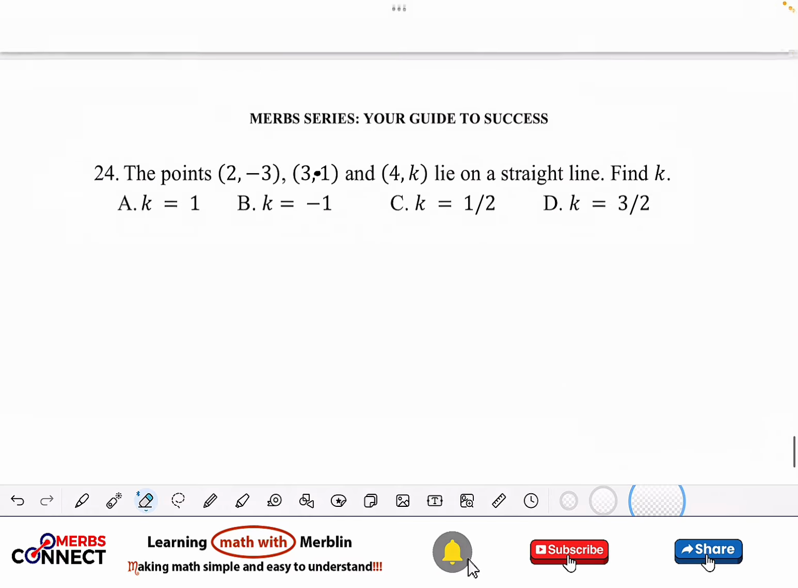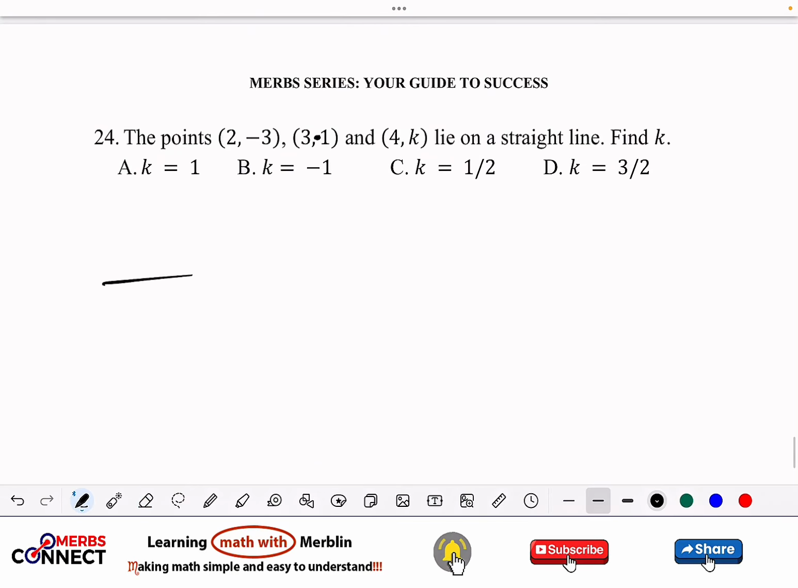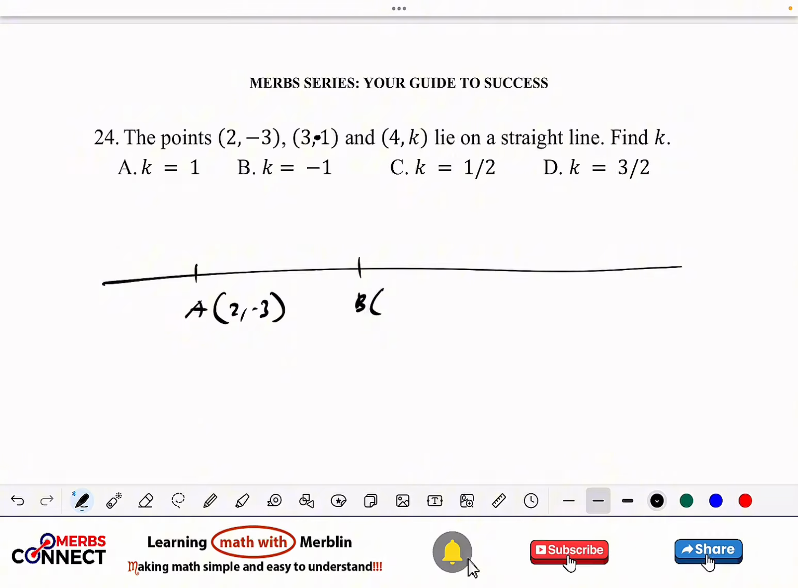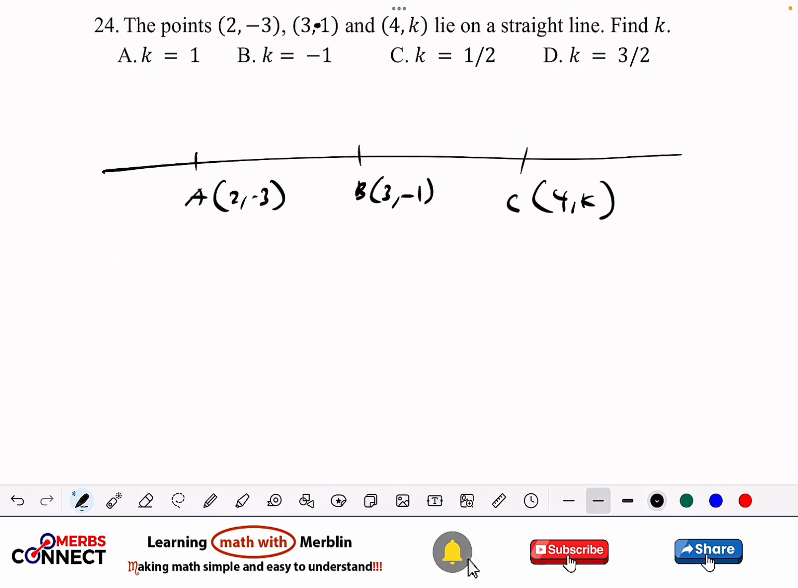So let's look at 24. Now we have a point A, which is (2, -3). And then we have B, which is (3, -1). And then we have C, which is (4, k). And we are saying that all of them are on the straight line. So it means that they are going to have the same slope. So the slope of AB is the same as the slope of AC is the same as the slope of BC. So we can pick two of them to find the coordinate.